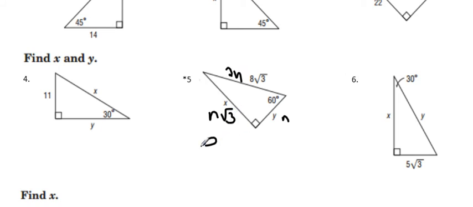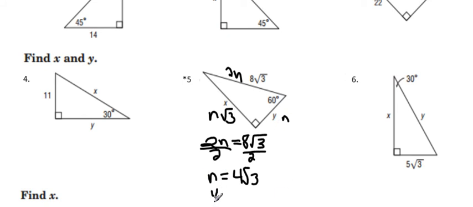So we'll start out with what we know. We're given 2n equals 8 square root of 3. In order to get n alone, we have to divide by 2. So n equals 8 square root of 3, but we can divide the 8 and the 2. So 8 divided by 2 is 4 times the square root of 3. So there's my n, which is actually my y. So there's one of my answers, 4 square root of 3.